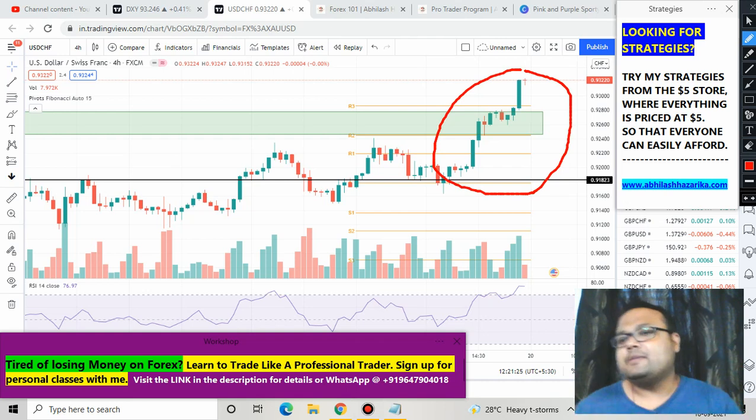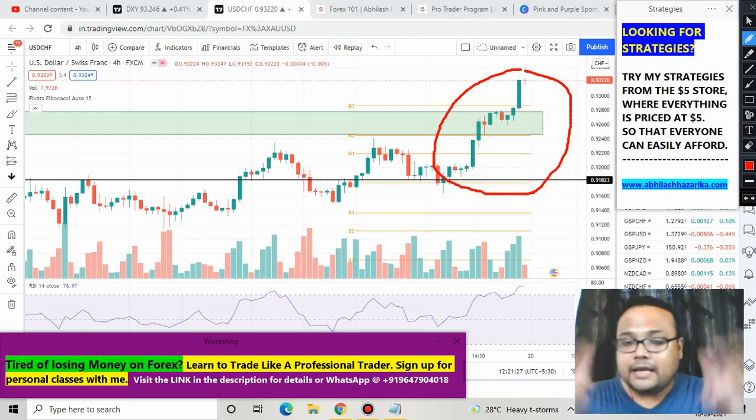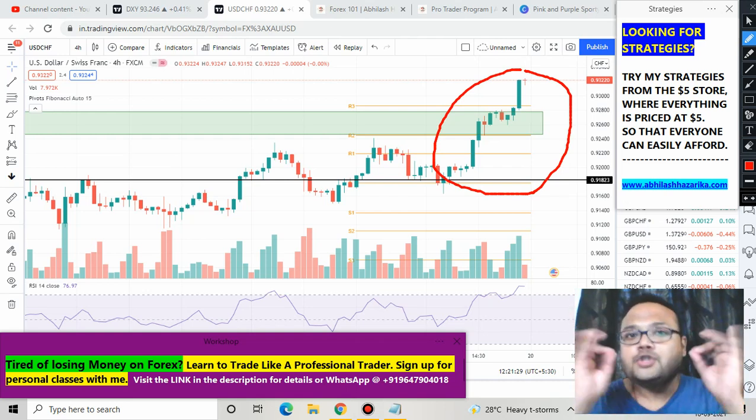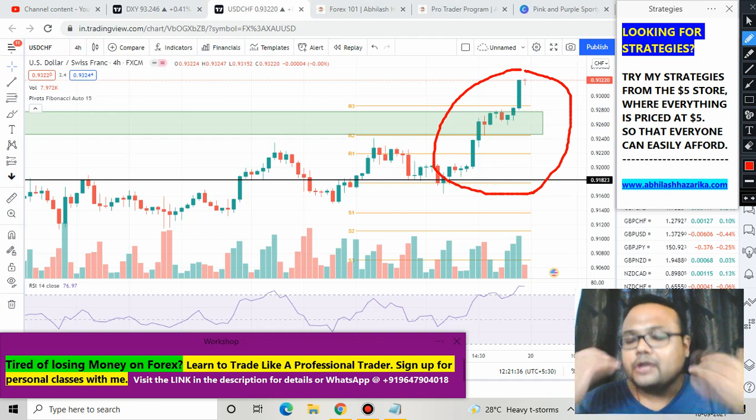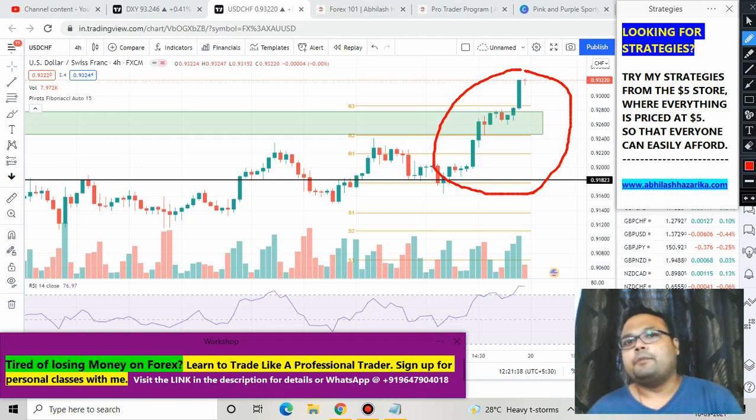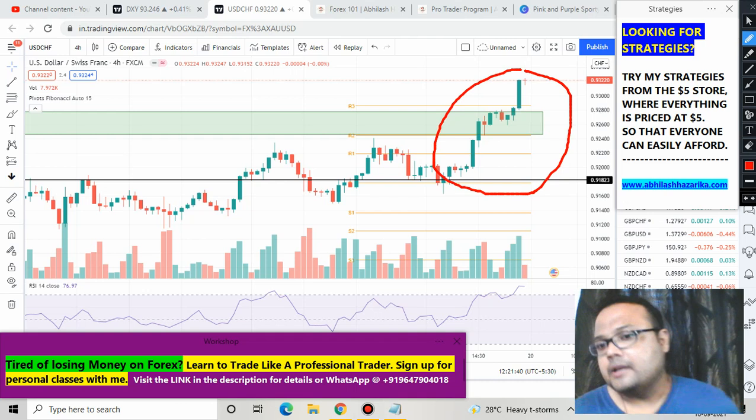Buyers are very much dominating the market right now, and in a market condition like this, we should not think about shorting the market, because if we short the market here, then there is a huge possibility, a big possibility of ending up in loss, because we will be trading against the trend of the market.